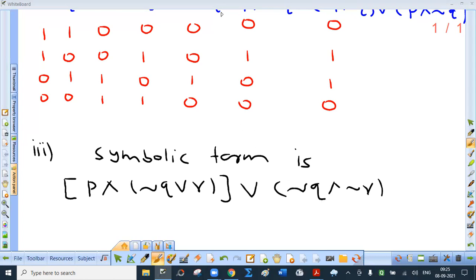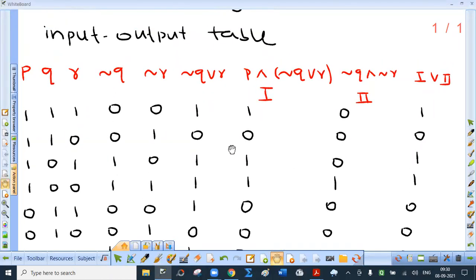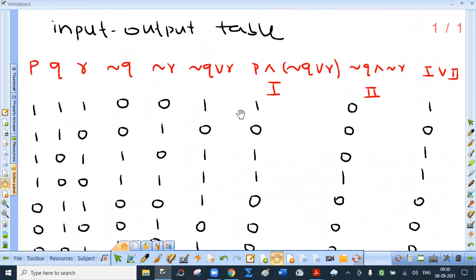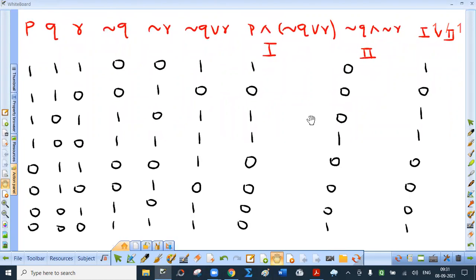Now make that input output table. Now this is the input output table. Before that, I think I have explained this. Symbolic form is this one, okay? Now, we have to write all these things in one row. So why not to denote this statement by 1 and this by 2, and the last column will be headed by what? 1 or 2. So these are the entries.